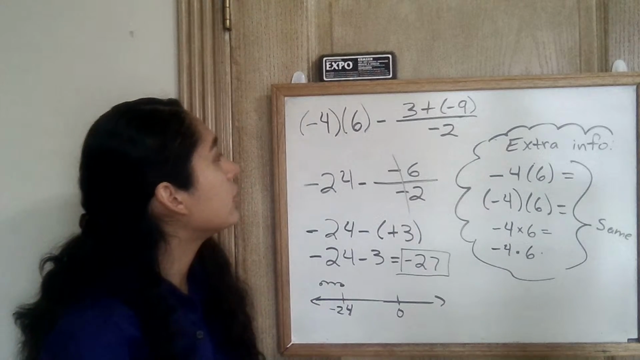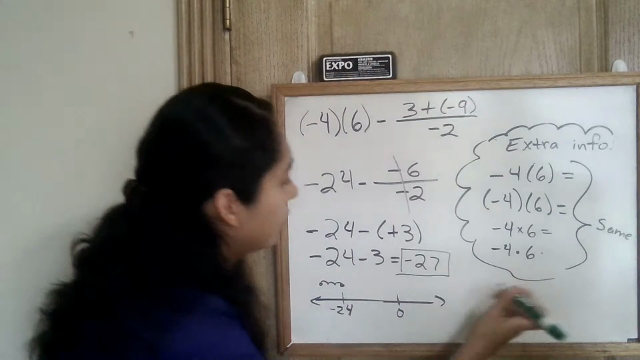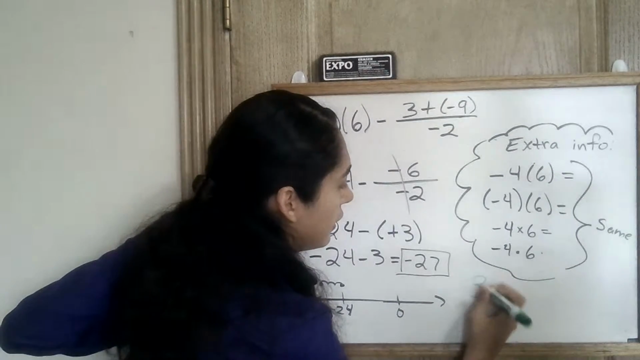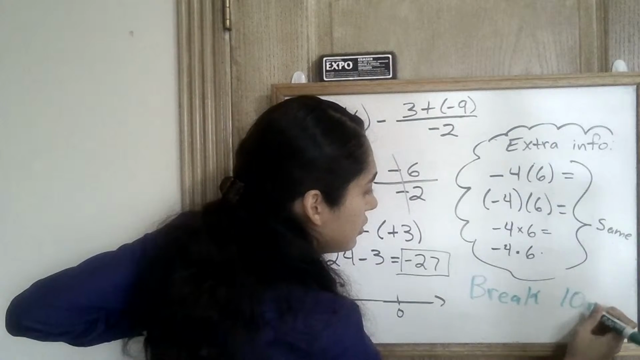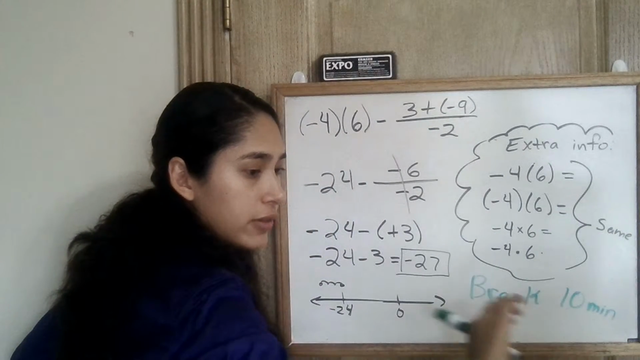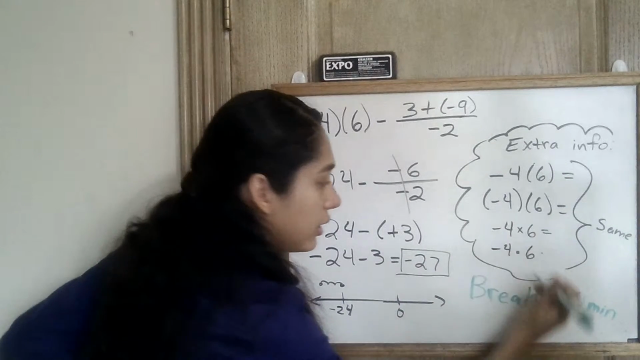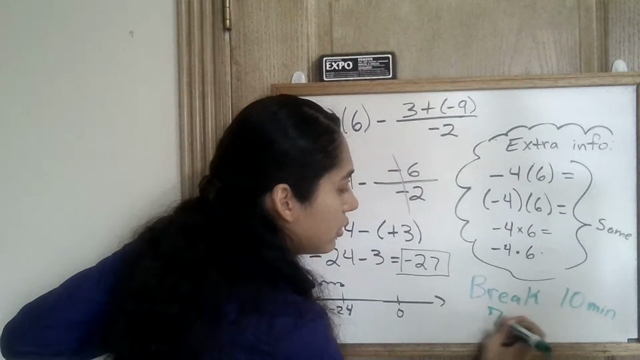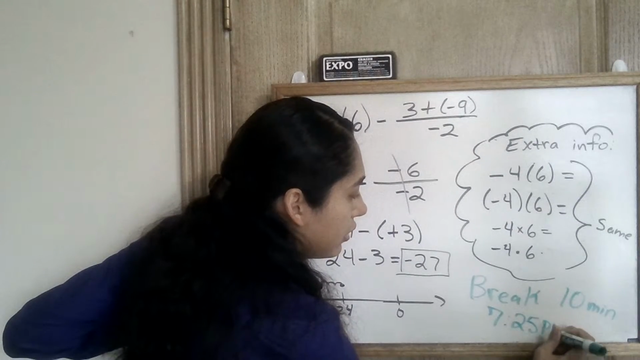So let me go on break for 10 minutes. Check the time. Right now it's 7:15, so we'll come back at 7:25 p.m.